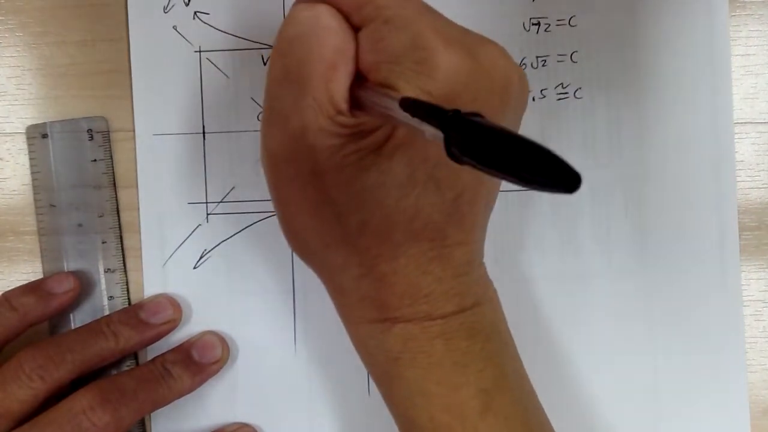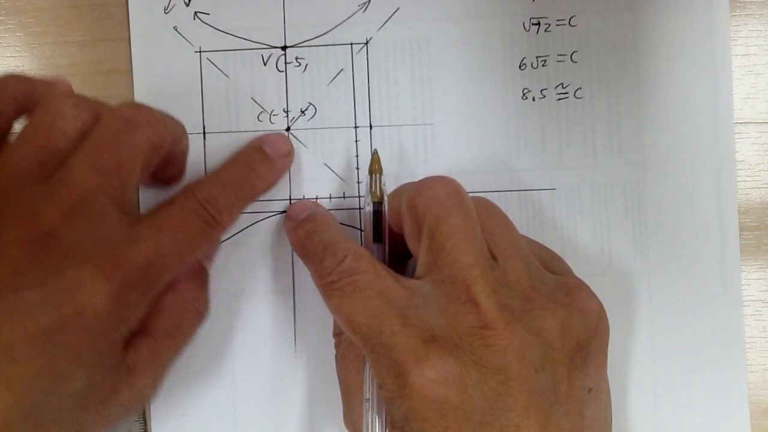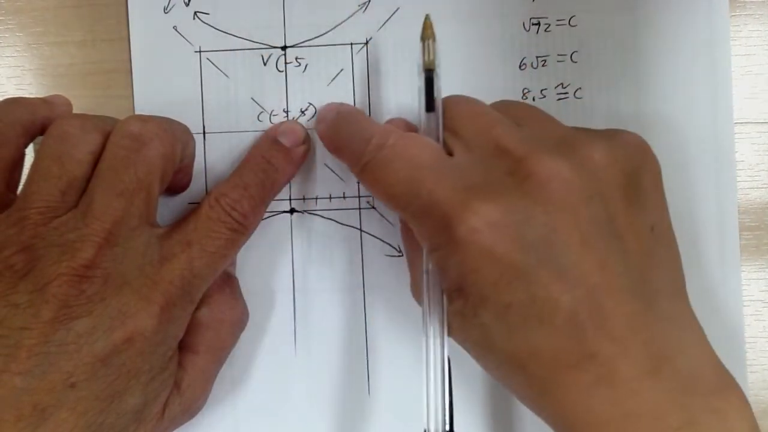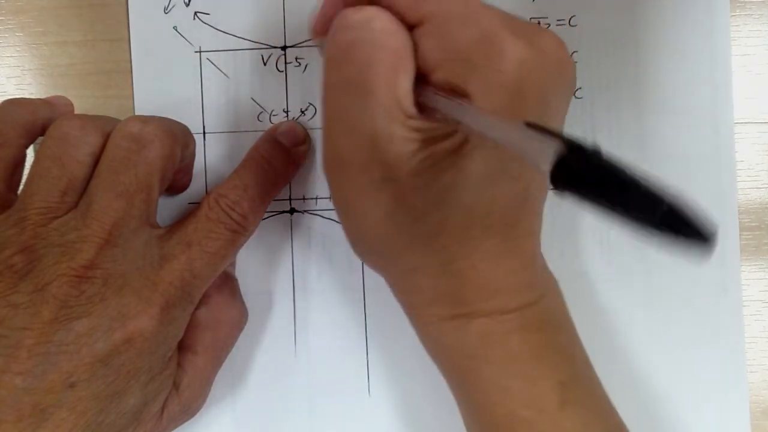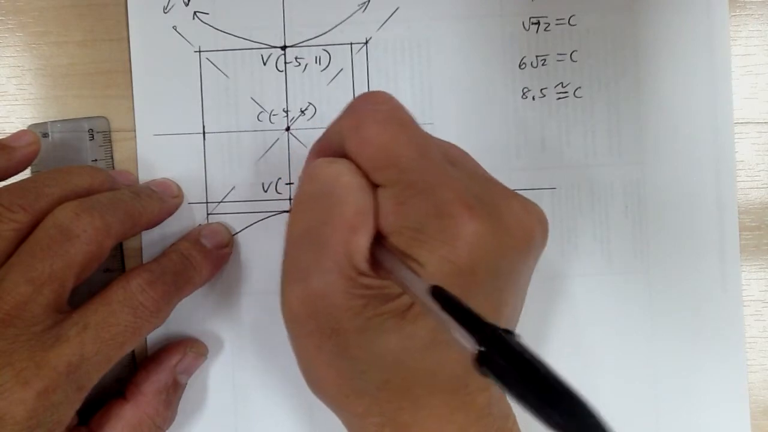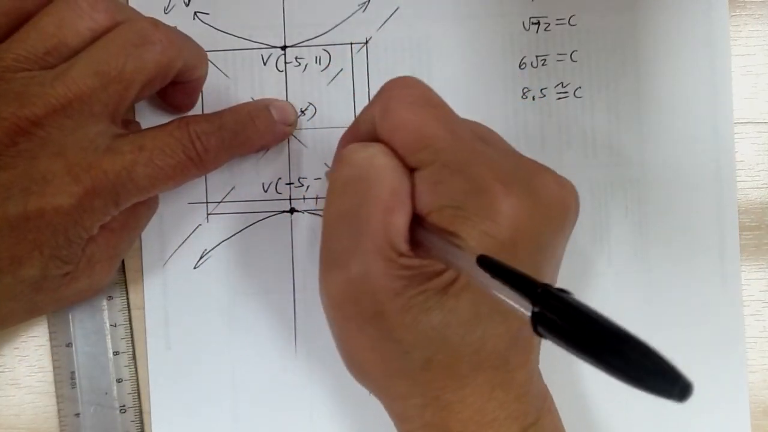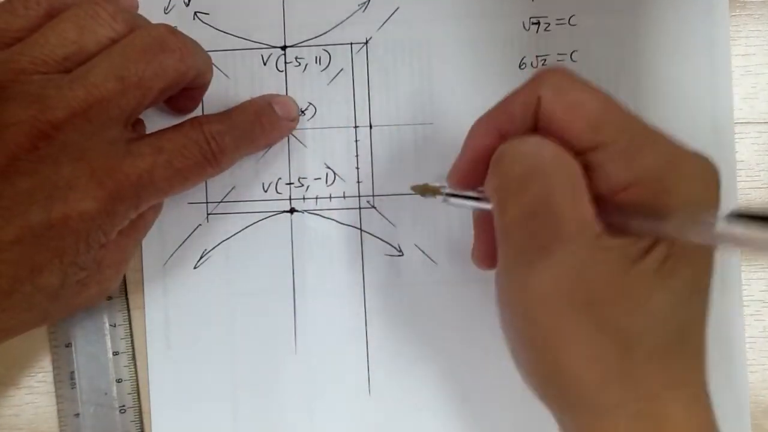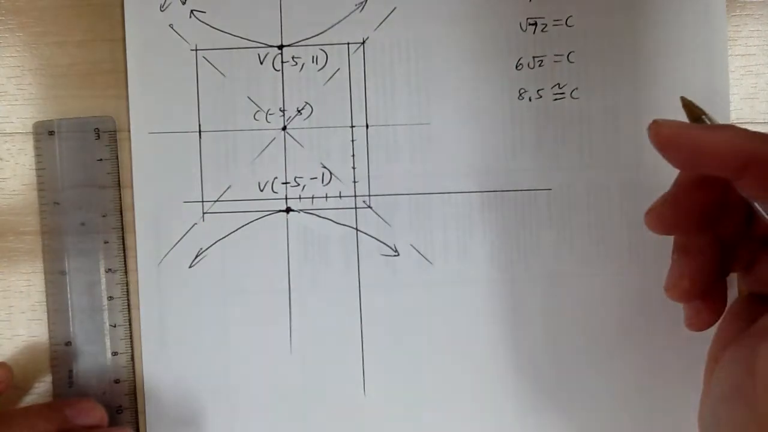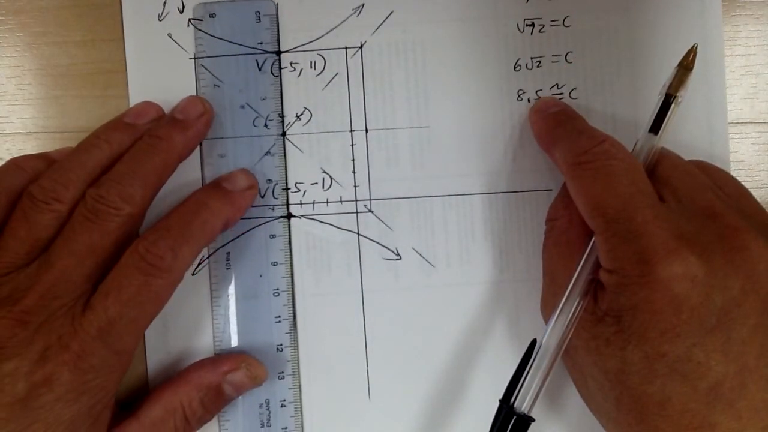So the vertex would be at x equals negative 5. Again, when you go up and down, the x stays the same and the y will change. So you start at 5, and you go up 6, so this would be 11. And for this one over here, you start at 5 and you go down 6, will give you negative 1. Again, when you go down, you subtract, so 5 minus 6 will give you negative 1. And you have to find the foci. So it's about 8.5.